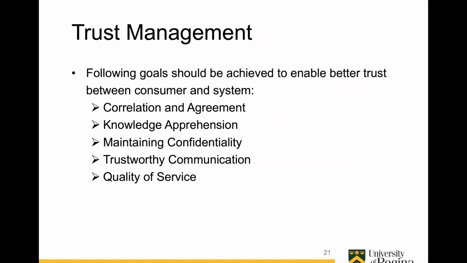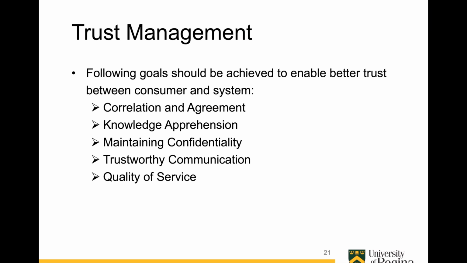Now, trust management in IoT. The following goals should be achieved to enable better trust between consumer and system. The correlation and collaboration. Trust management enables the assessment of the degree of correlation and agreement between IoT nodes. It also helps them reach a consensus and cooperate with each other. Trust correlation assessment takes into account all the entities present within the IoT network at all the layers and plays a fundamental role.